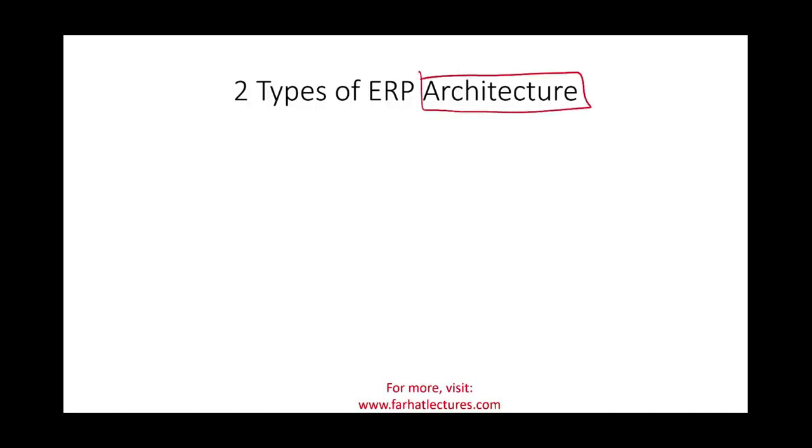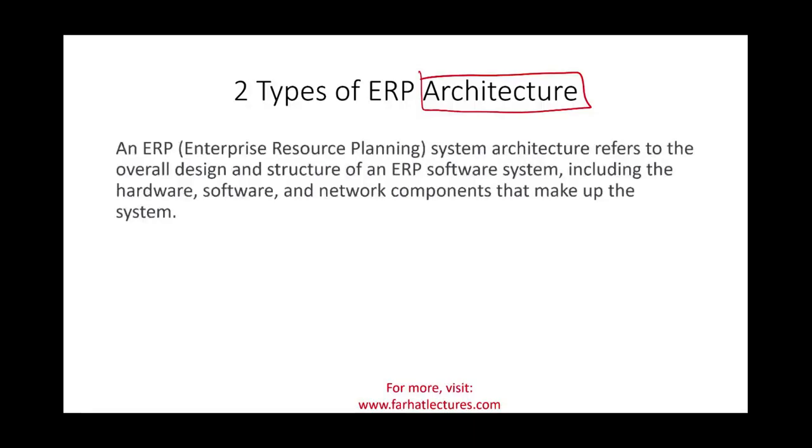There are two types of architecture for an ERP system, or at least this is what's available now. So what is an architectural system for an ERP? Well, it refers to the overall design and structure. Basically, how is the ERP system designed? How is the software designed? It includes the hardware, software, and network components that make up that system.